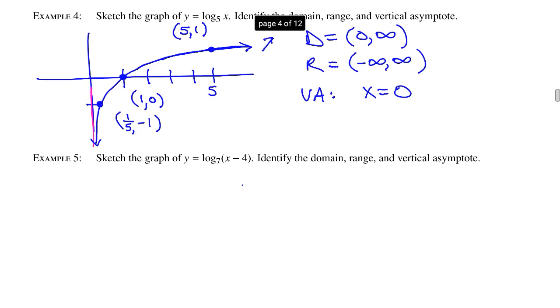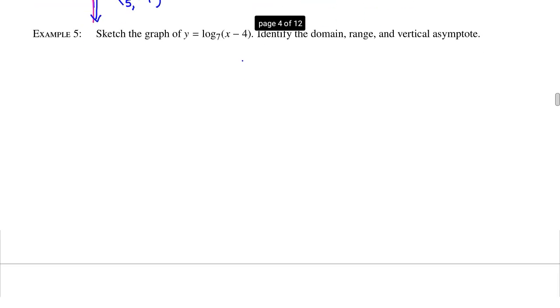Example number 5. Sketch the graph of y equals log base 7 of x minus 4. Identify the domain, the range, and the vertical asymptote. So here we have a transformation. And that transformation is 4 to the right, because we are taking the log of x minus 4. So the minus 4 is on the inside. That makes it a horizontal shift. And x minus 4 is 4 to the right.